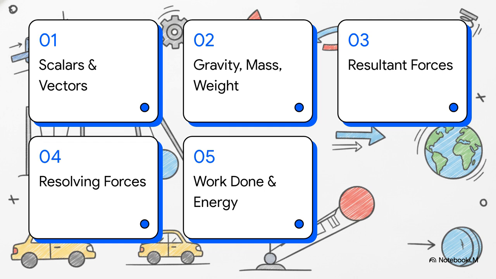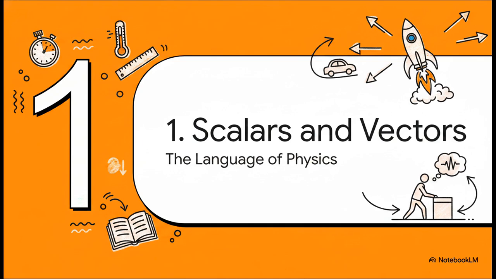Okay, here's our rapid-fire revision checklist. 1. Scalars and vectors. 2. Gravity, mass, and weight. 3. Resultant forces. 4. Resolving forces. And finally, number 5, work done. Right, let's hit section 1. Scalars and vectors, the language of physics.